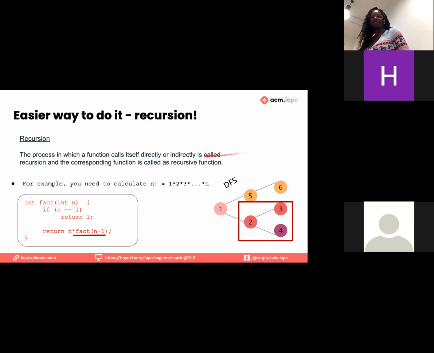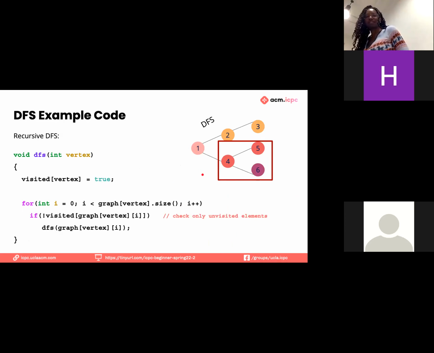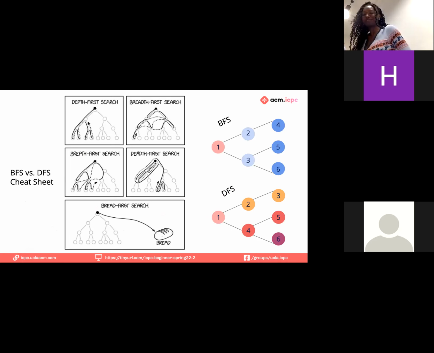But the idea of recursion will motivate this example code, which you can see is so much shorter than BFS. BFS code was so long, but this is so much shorter. We have just this function. You call it, you say you visited this vertex, and then you check all of its neighbors and call the function on each of them. So much simpler. If you'd like to use that, and you don't really know what recursion is yet, you can also use this as a black box, but hopefully this is somewhat motivated for you. Okay, and so here's a cheat sheet on traversal order with breadth first search and depth first search.